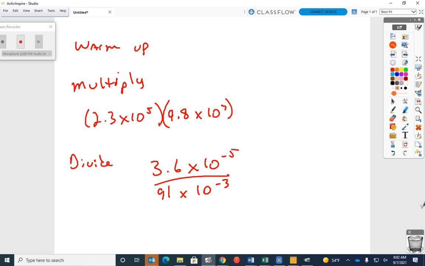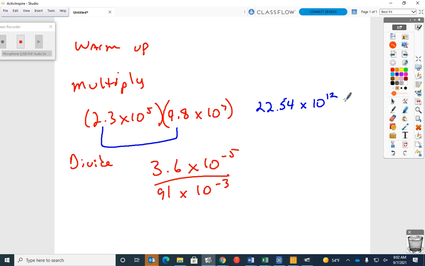Somebody tell me what you did first on the multiplication of these. I put some of these on the worksheet today, so you're going to need to remember how to do these. What do I multiply first? I'm going to multiply 2.3 times 9.8, and I get 22.54. If I multiply bases that have the same exponents, I add 5 plus 7, which gives me 10 to the 12th.